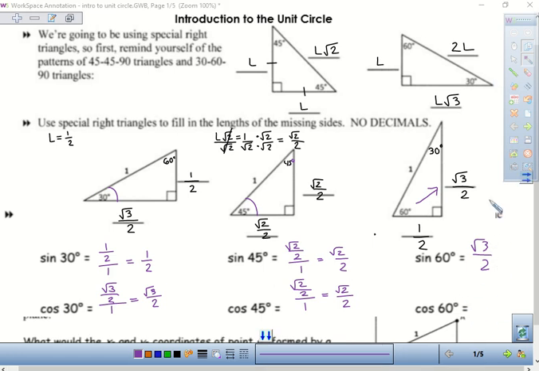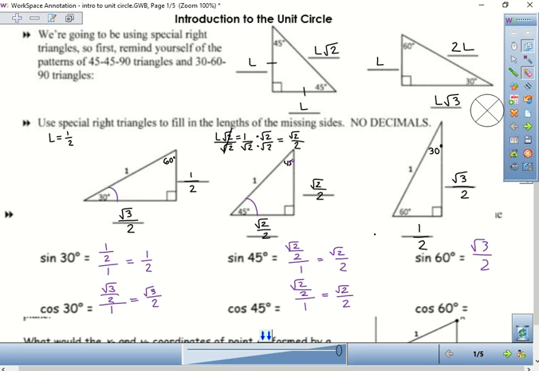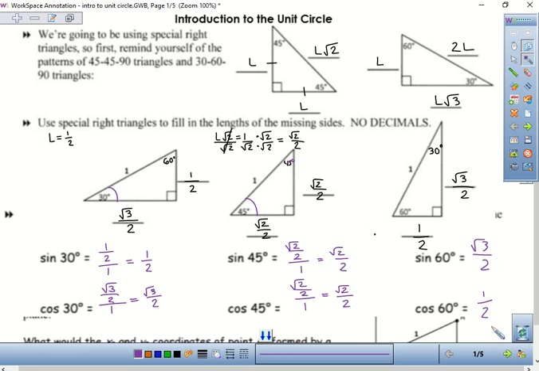And then cosine of 60 would be what? 1/2 over 1. So what do you notice about this, the 30 triangle and the 60 angle, about the sine and cosine? They're the same thing. Yeah, they're just flipped, which makes sense, right? Because the triangles are flipped as well. And with the 45s, they're the same because both angles are 45. So everybody good with that concept?